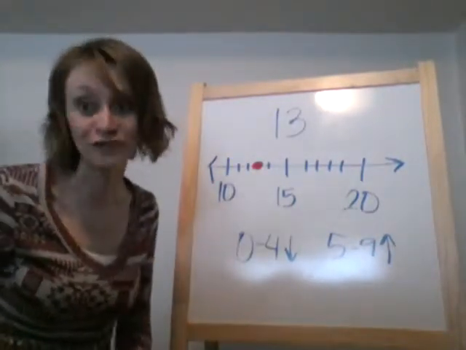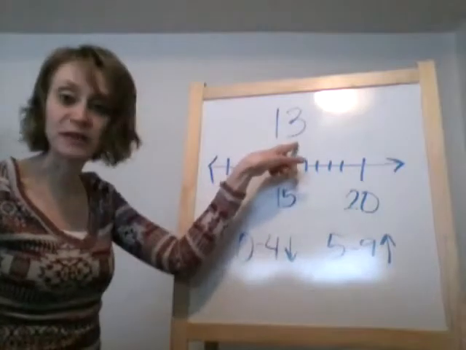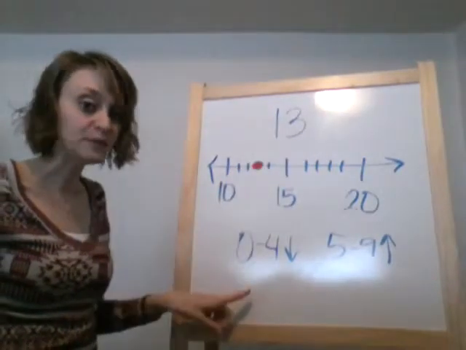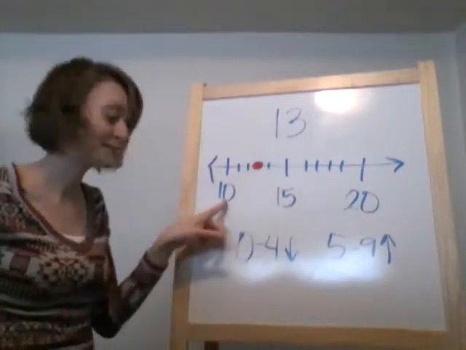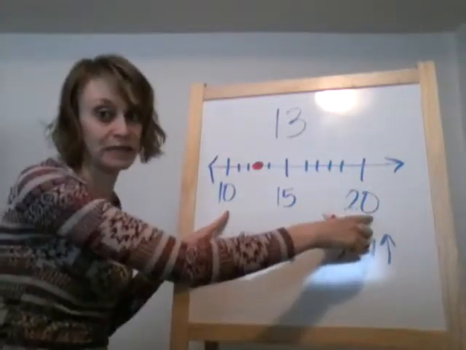Now let's use the first trick. Let's look in the ones place. It's a 3, and that's between 0 and 4, right? So this is telling me to round down to 10, not up to 20.